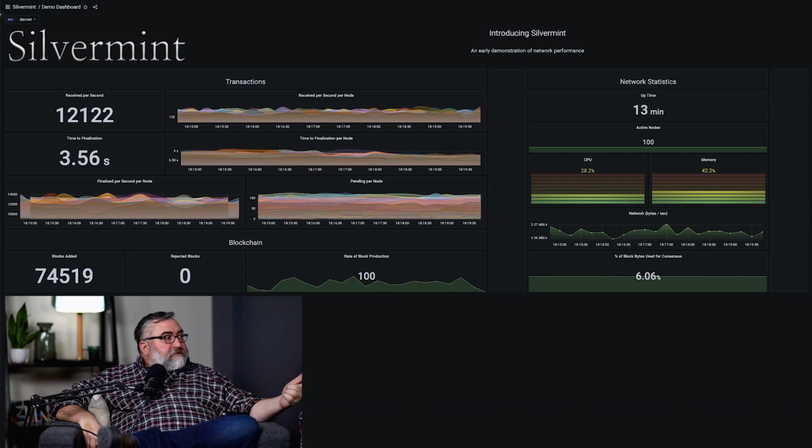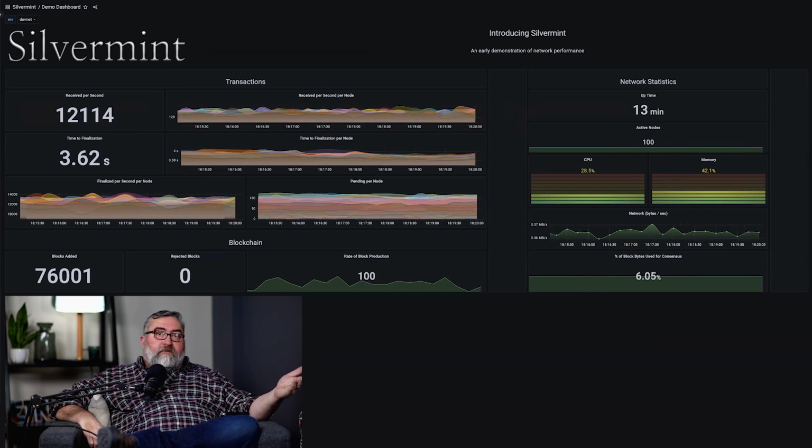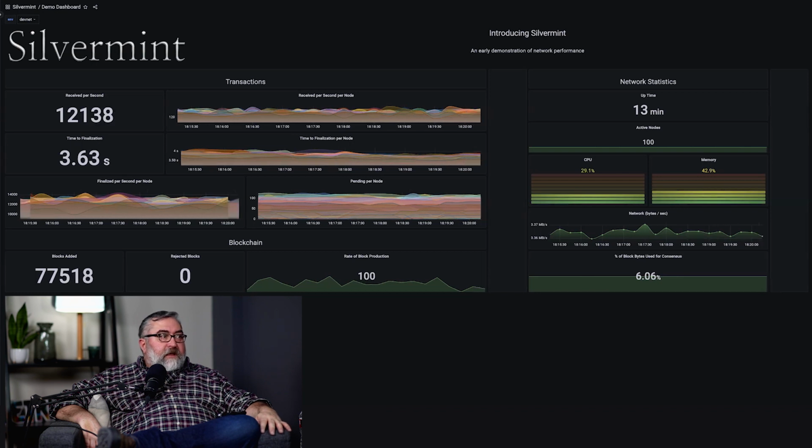We've been up for 13 minutes now, and you can see that we've produced about 75,000 blocks. The rate of block production is pretty stable. Memory and CPU are stable on our N2 standard 32s. We're only consuming about 10 of those cores, so we have plenty of capacity to grow the size of this network before processing transactions begins to overtake our CPU capacity. And our memory utilization is pretty good. We only have about 50% memory utilization consumed.